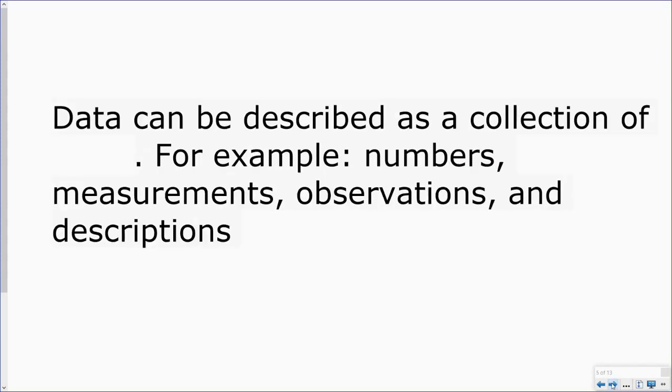Data can be described as a collection of facts. That means it has to be true. It cannot be someone's opinion. It has to be able to be proven. For example, numbers, measurements, observations, and descriptions.